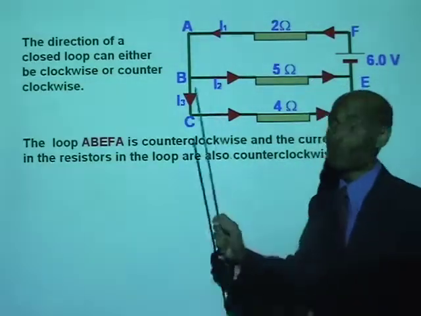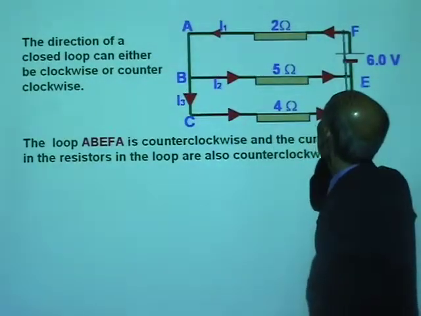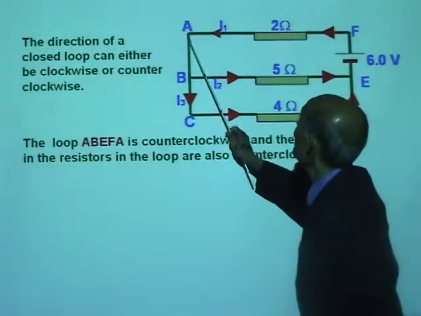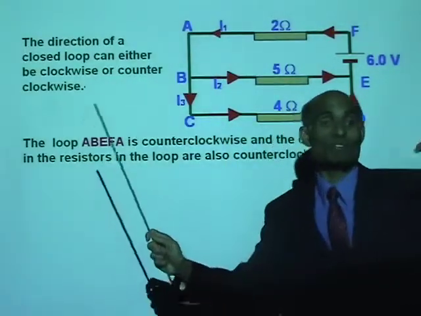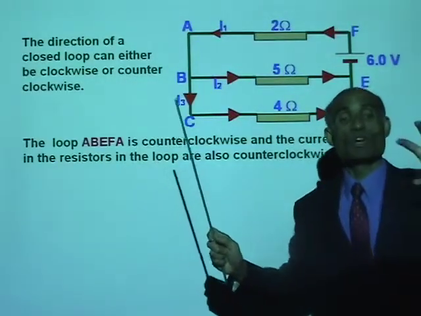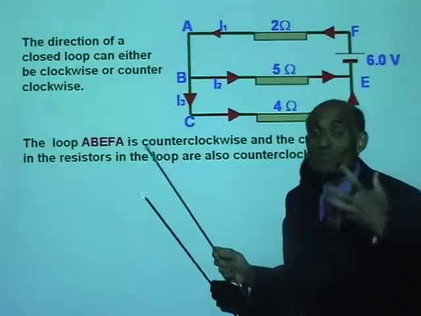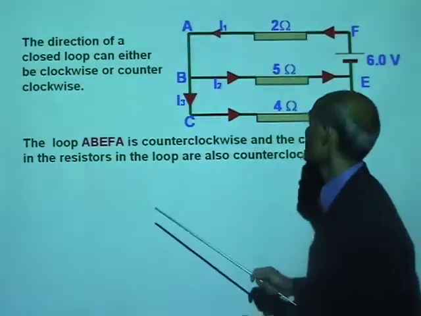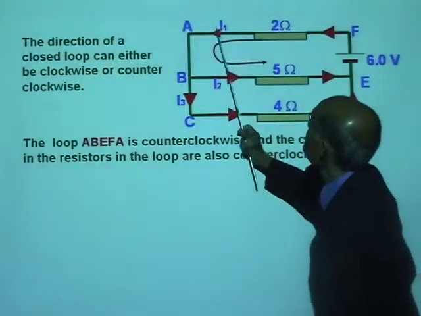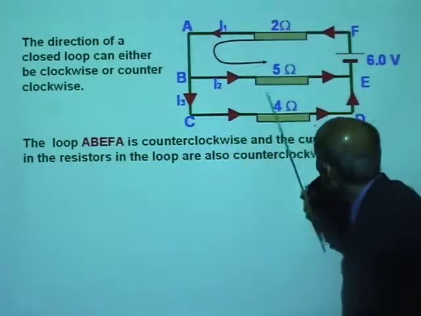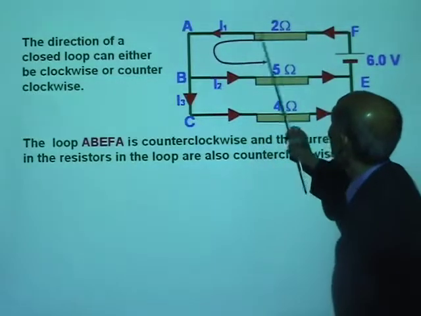But if you trace out the loop in a clockwise way, A, F, E, B, A, it means the current is now opposite to the direction in which I trace. So the direction of the current and the direction of the loop, you need to clearly understand what that means. I traced out the loop this way, counterclockwise.